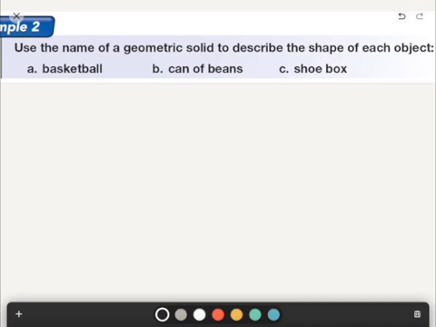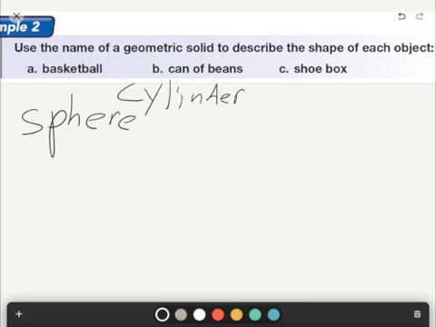Okay, Serena, do you want to tell us what would be a basketball? A basketball is a sphere because it's in a round shape. Good. Yeah, sphere. And thanks for also saying why it's a sphere. I like that. And we have a guest speaker from the other class. Anushri, you want to tell us about the can of beans? It would be a cylinder. Totally right.